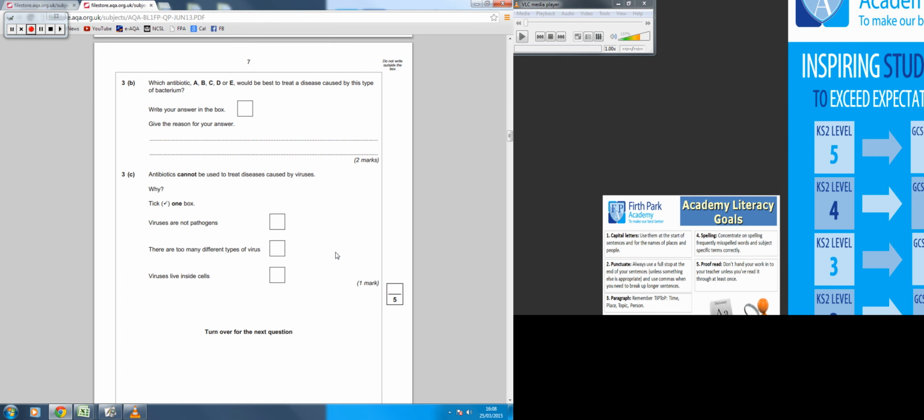Next one, which one from A to E will be best to treat that bacteria, and then give a reason. So put the right answer and then a reason. And then antibiotics cannot be used to treat diseases caused by viruses. Tick 1 box to explain why. So viruses are not pathogens. There are too many different types of virus. All viruses live inside cells.